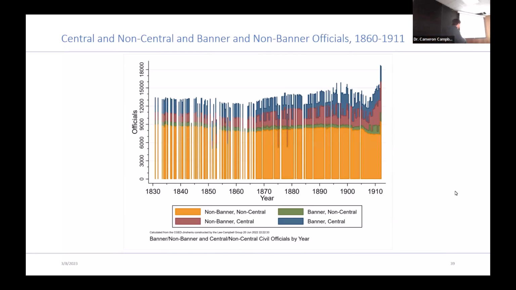And then if you looked outside the central government at who was working in the prefectures and the counties, overwhelmingly it was non-banner, that is Han Chinese. So the core of the government was basically bannermen, but outside the central government, it was Han Chinese.